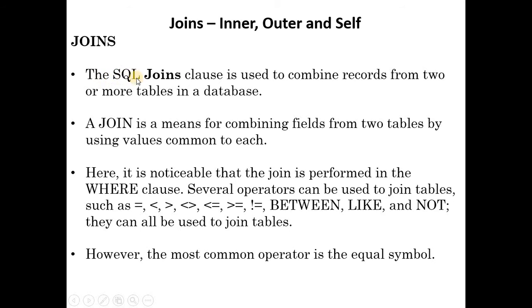Joins. The SQL joins clause is used to combine records from two or more tables in the database. Assume that you need to get data by combining two tables. Then how do you combine and take the data? Using joins. A join is a means for combining fields from two tables by using a value that is common to each, or to join based on certain conditions, certain columns which are common in both the tables.